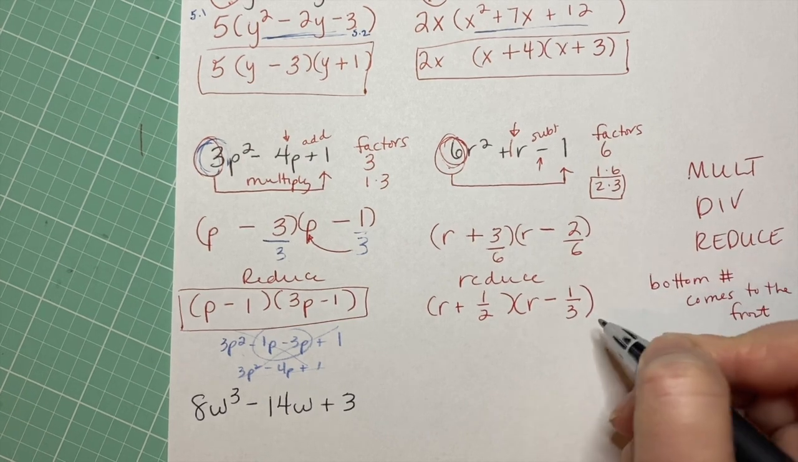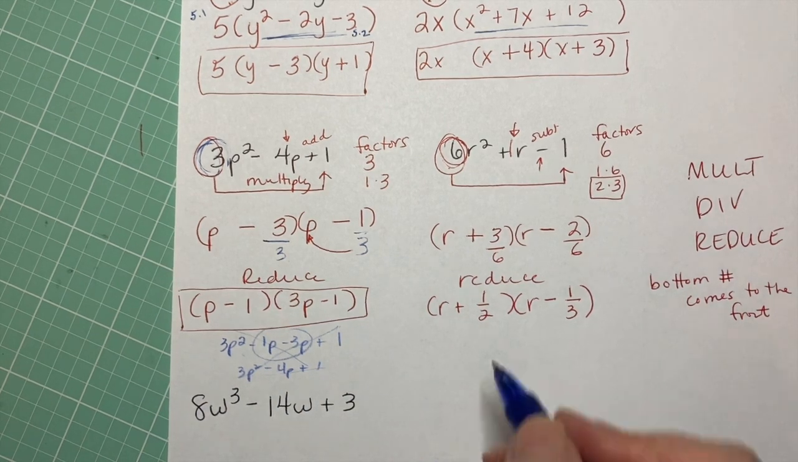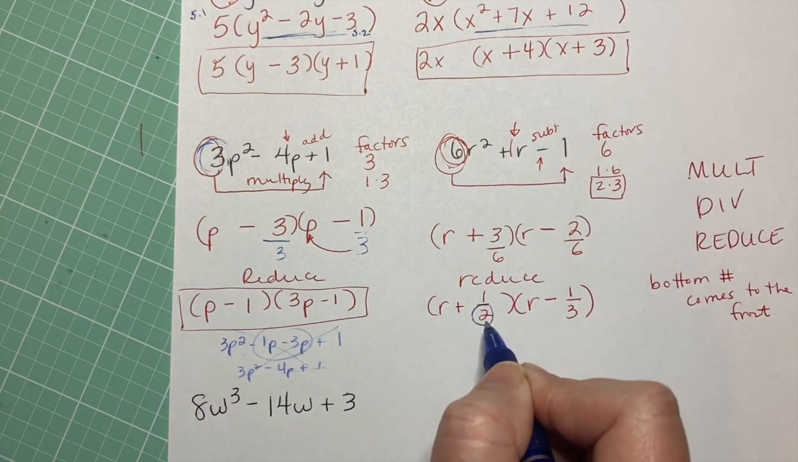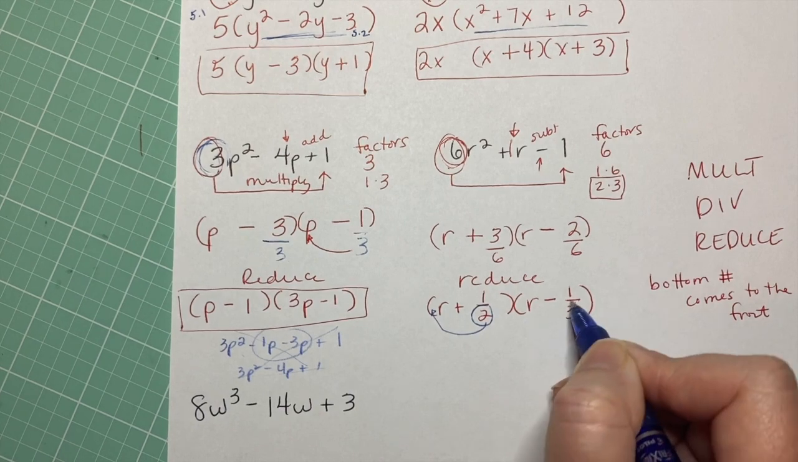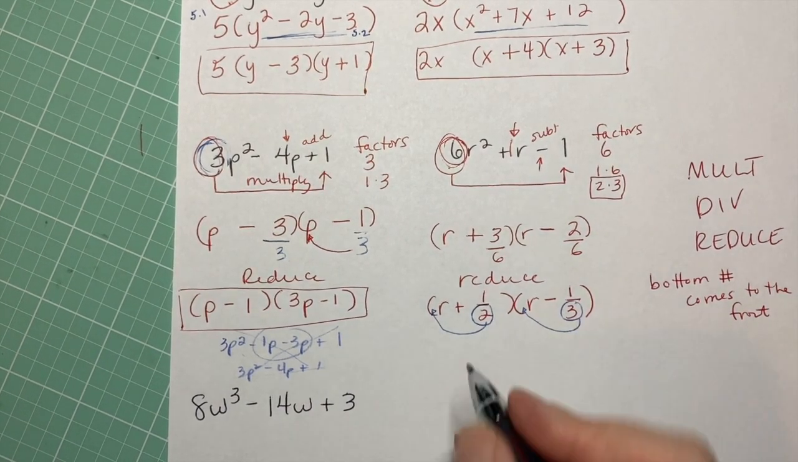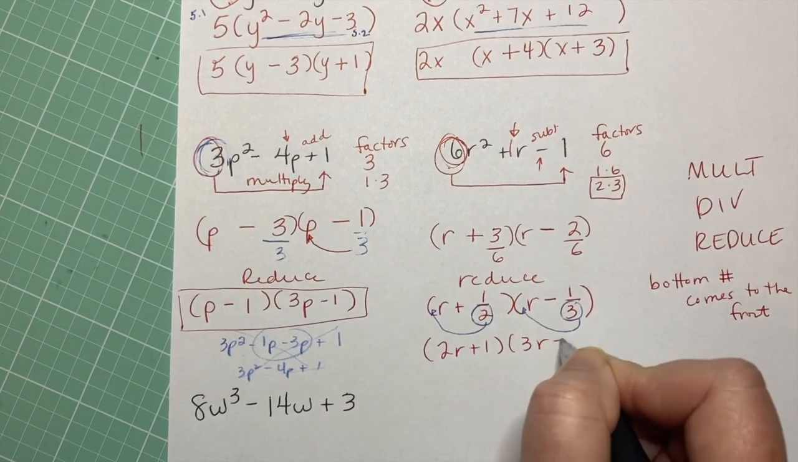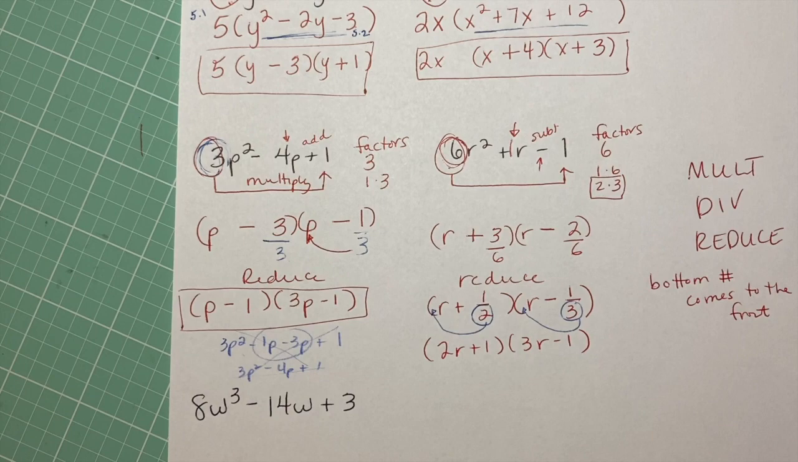So see, we're using what we learned from that first week. That's the bad thing about math. You have to remember every single thing. And then this won't reduce, so this bottom number goes to the front of that parentheses, and this bottom number goes to the front of that parentheses. So your final answer is a 2R plus 1 and a 3R minus 1.